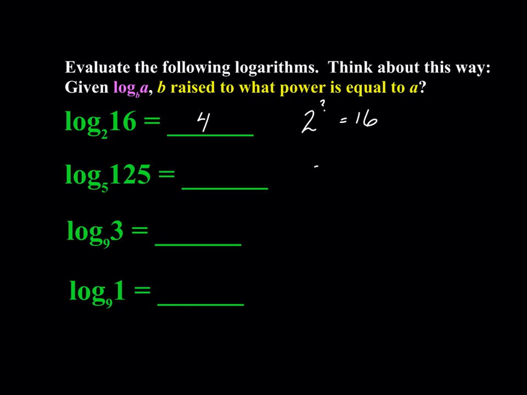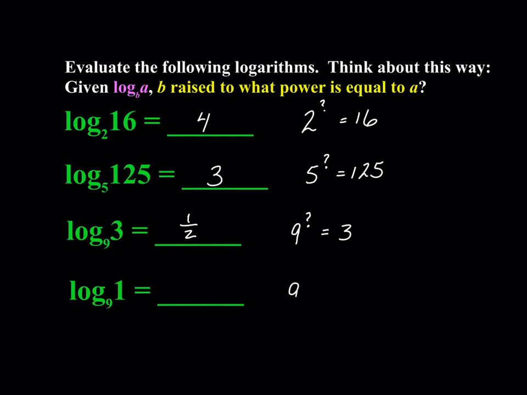So the next one, you're trying to think 5 raised to what power is going to give us 125, and that is 3. 5 to the 3rd power. So log base 5 of 125 is 3. All right, so the next one, we're trying to figure out 9 raised to what power is going to give us 3. Well, one of the things you need to recognize is that 3 is the square root of 9. So that means we would raise 9 to the 1/2 power, which means square root.